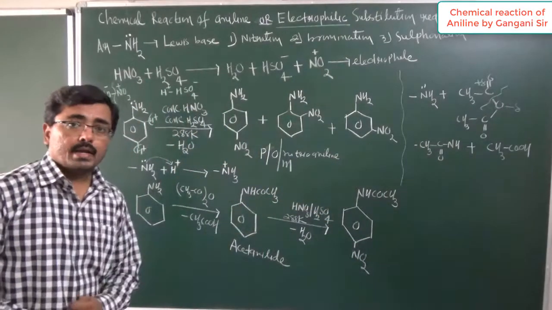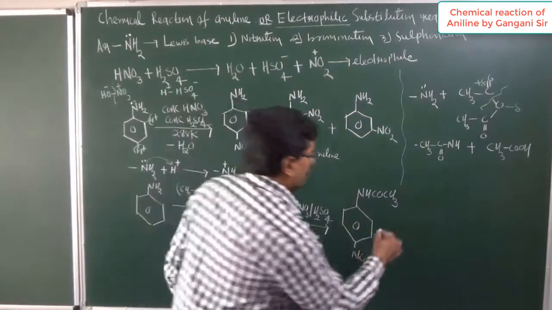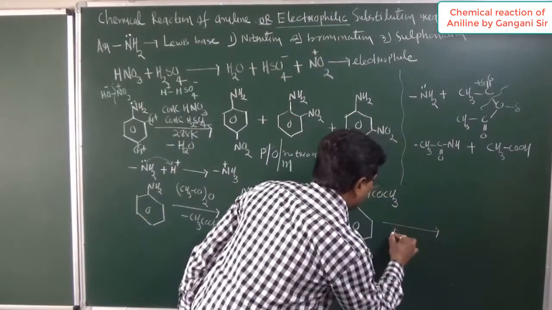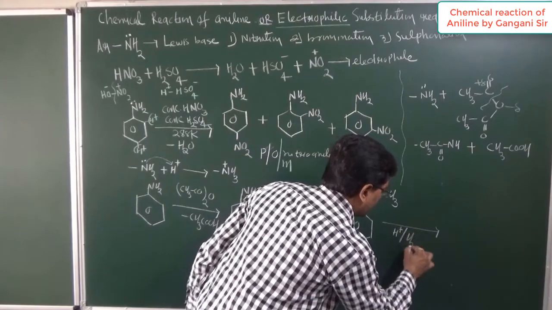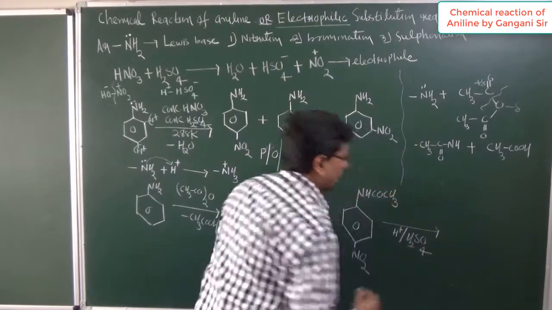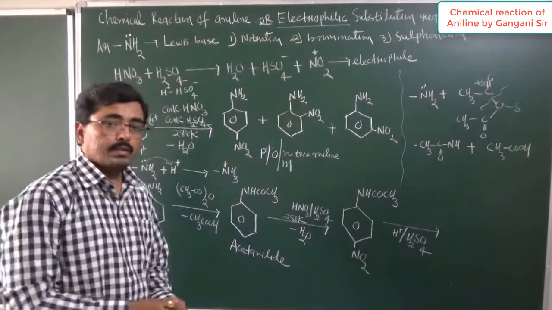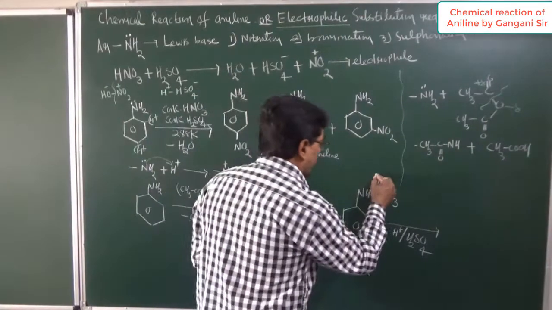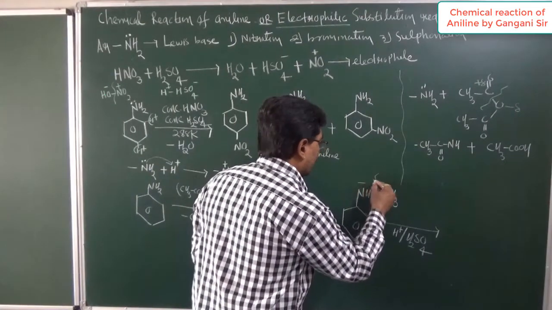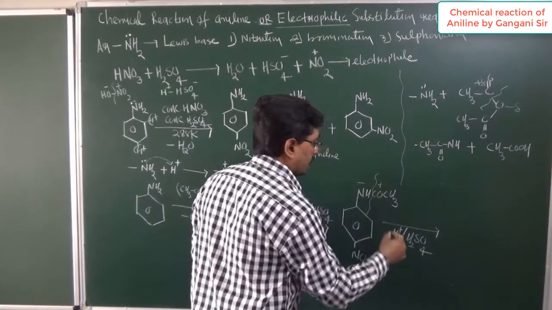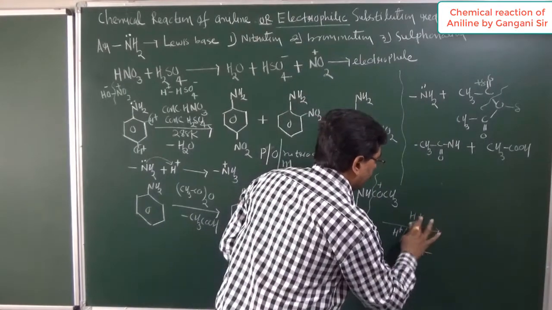Now whatever para-nitroacetanilide obtained to us, now we have to perform hydrolysis in the presence of acid. चलो इसका hydrolysis कर देते हैं acid की presence में. Then hydrolysis is nothing but addition of water molecule. Here nitrogen negative charge, carbon positive charge. Then water will be added.